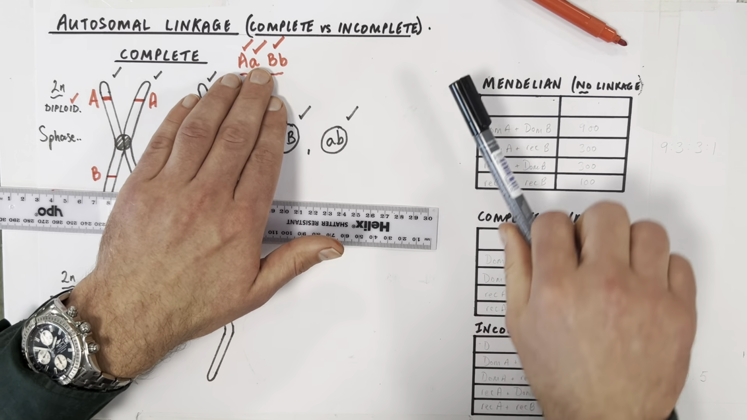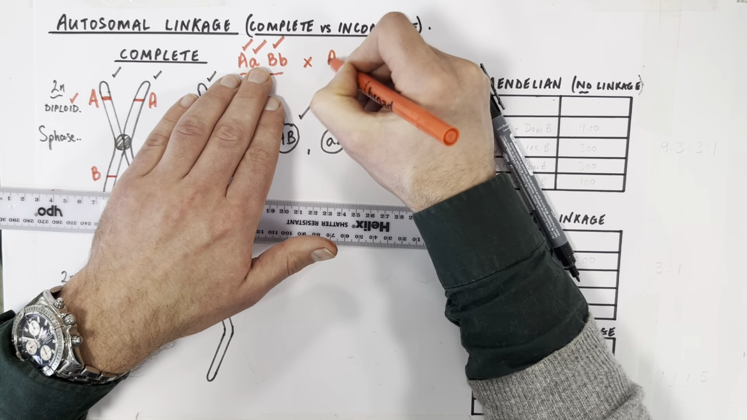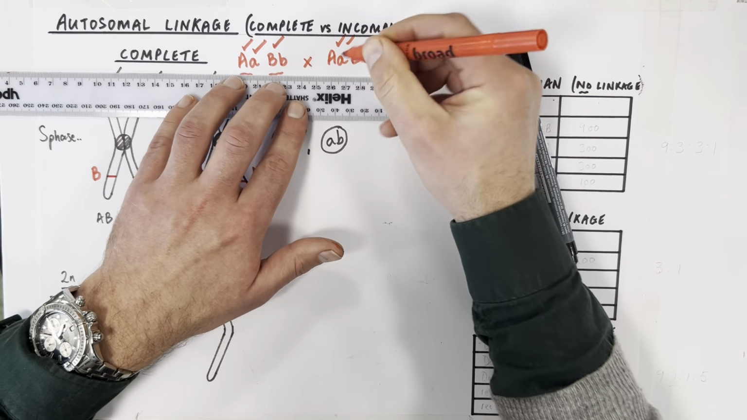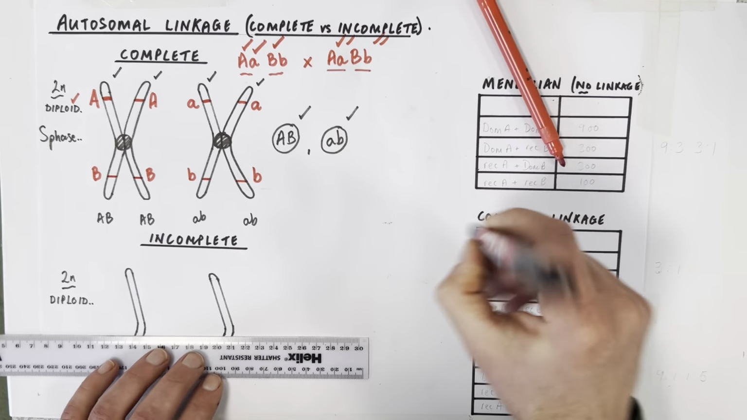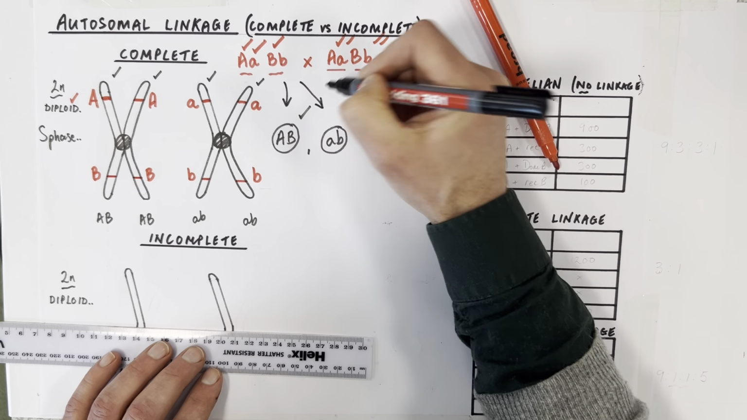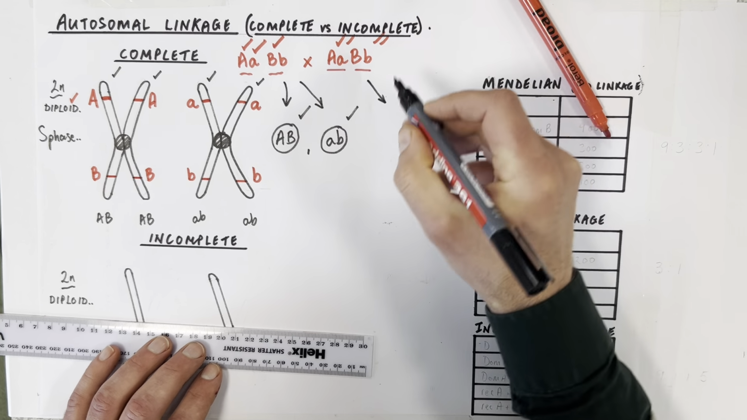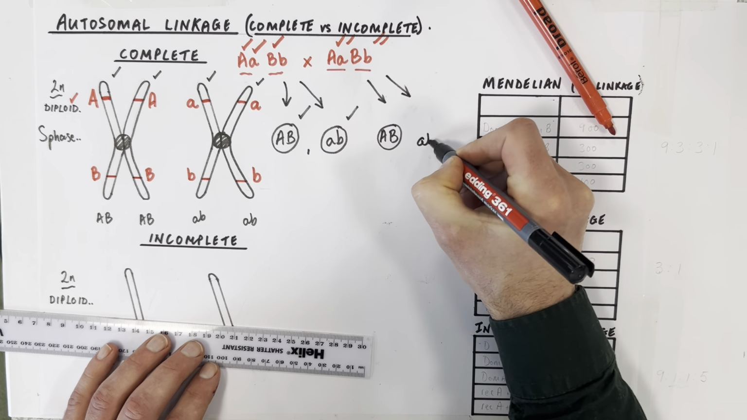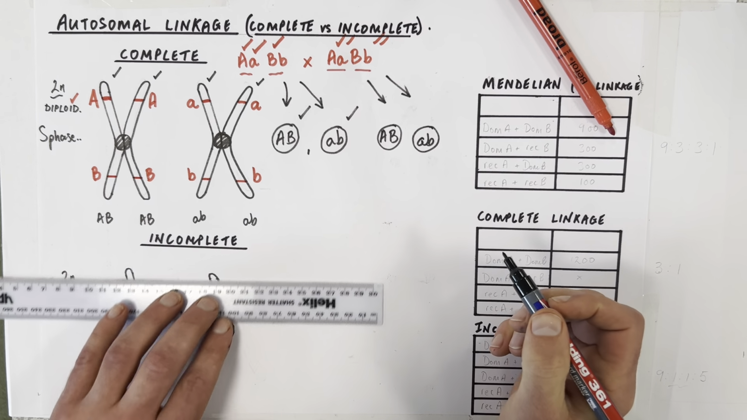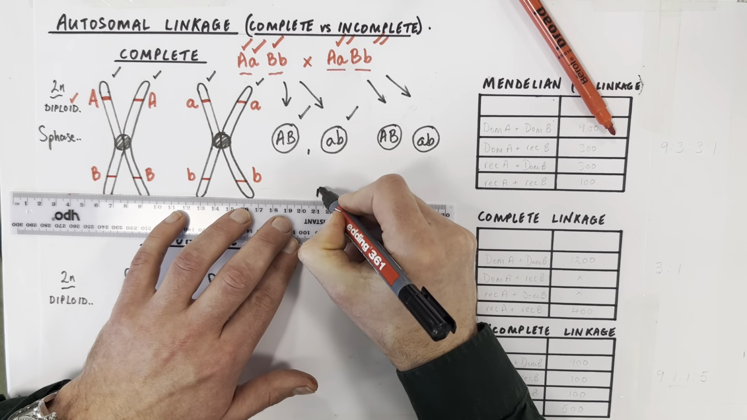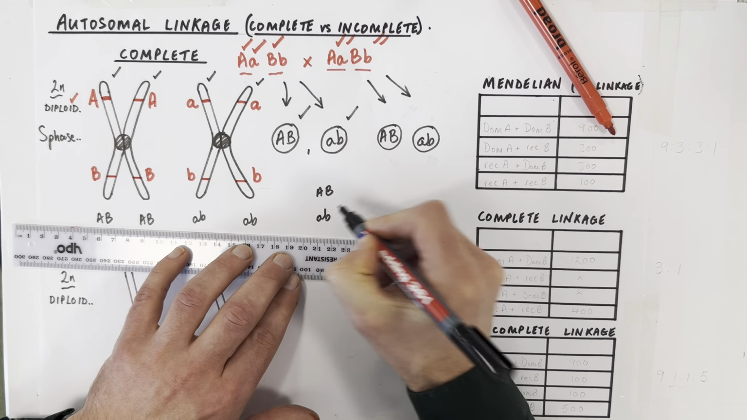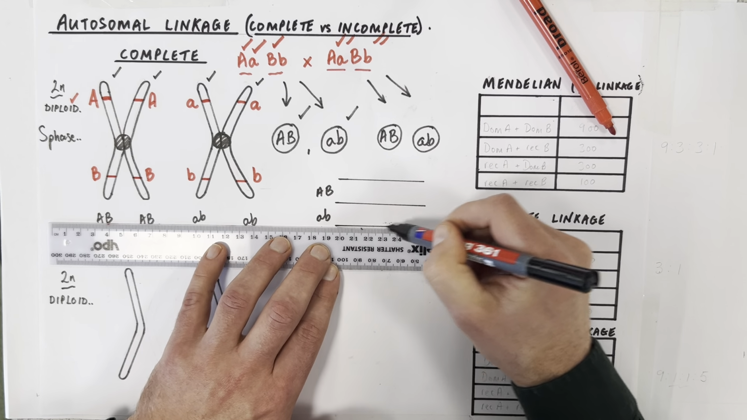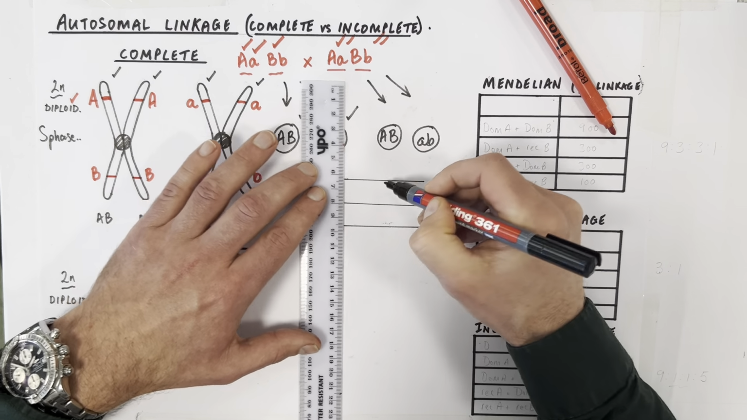So if we took that parent and then we crossed it with a second parent who has the identical genotype, the first parent would make these two gametes, and the second parent would make exactly the same gametes because it's got the same genotype. So if we did a quick Punnett square, what you'd find is that the gametes from the first parent could fertilise the gametes from the second parent.